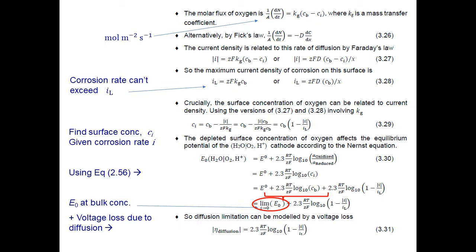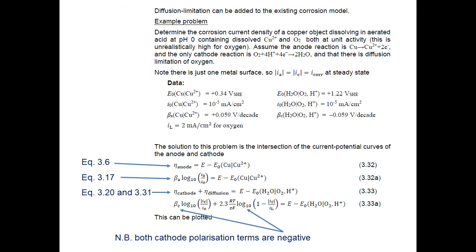The polarization from diffusion limitation is given by equation 3.31, and we already had equation 3.20b for the Tafel limited polarization of a cathode. Now if we take those over the page, we can use them in an example. The maths for combining these is a bit more complicated, but we can easily plot the results of doing this combination if we look at an example problem.